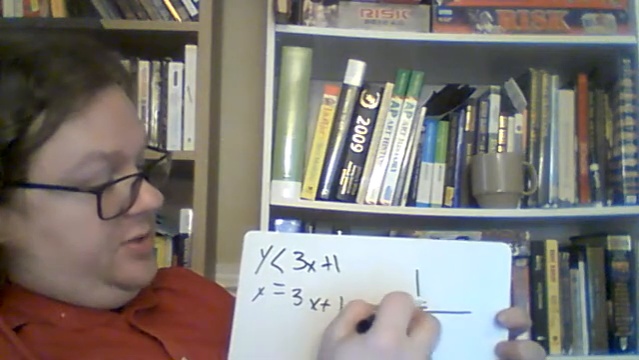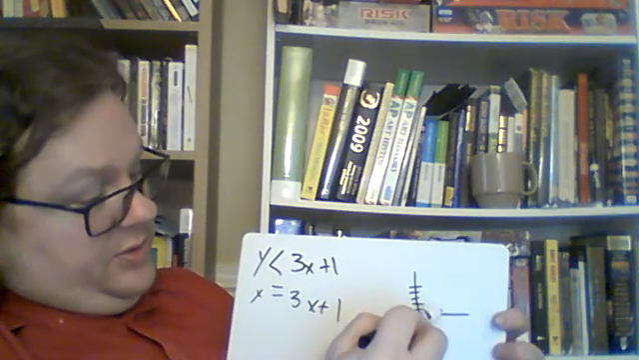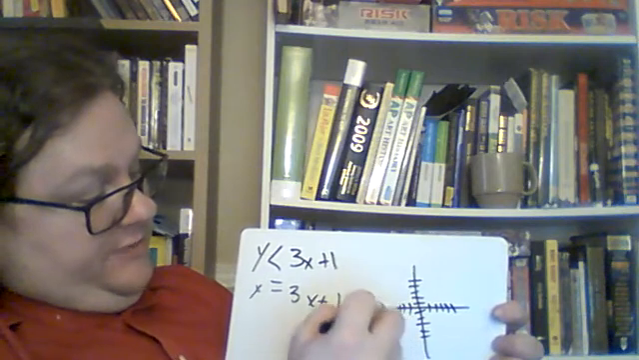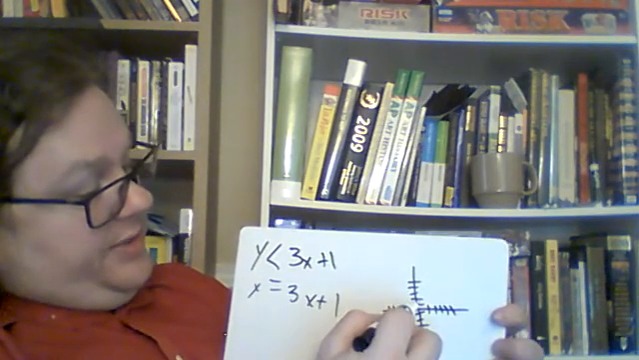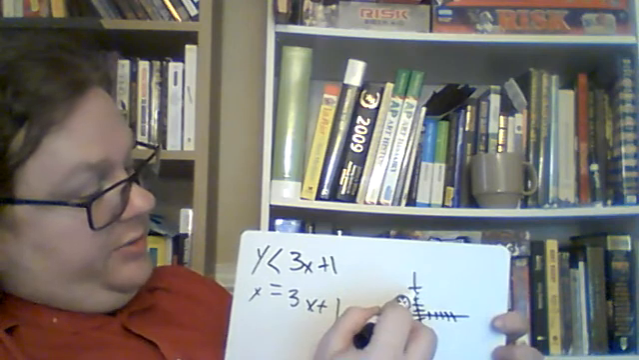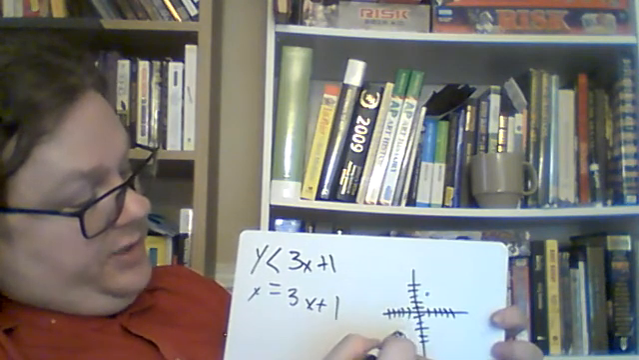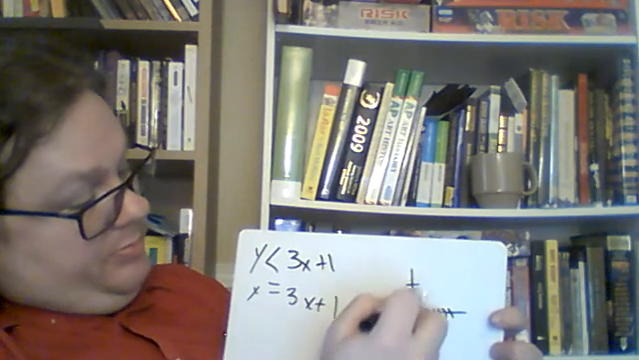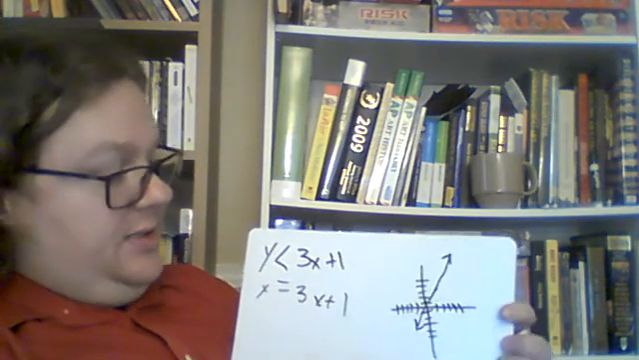So I'm going to go 1, 2, 3, 4, 5 on each axis. I'm going to go to y is plus 1 right here. We'll go up 1, 2, 3, and over 1. Go down 1, 2, 3, and over 1. Now I've got this line.